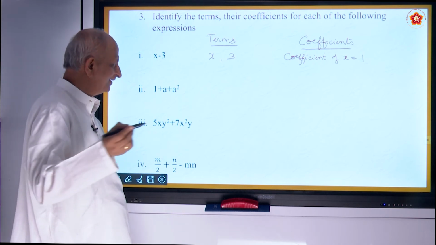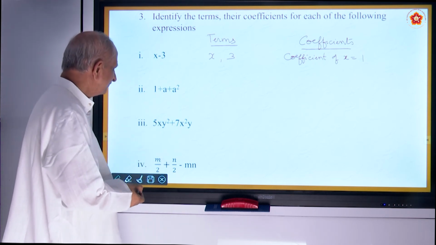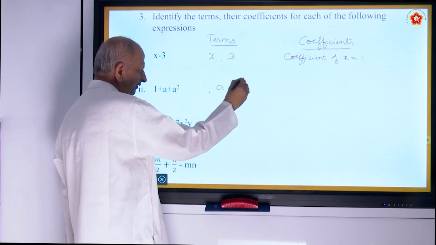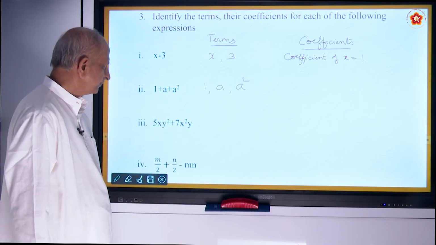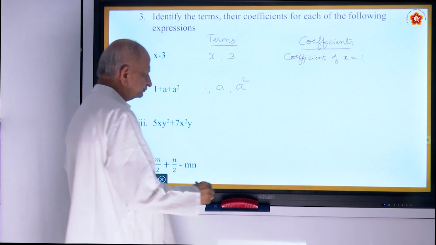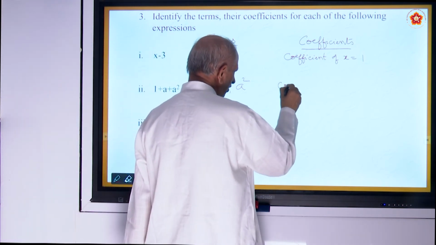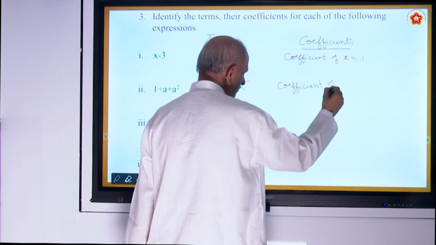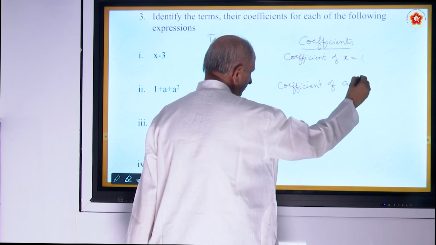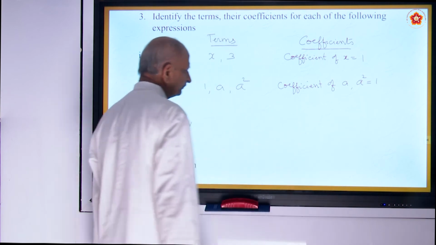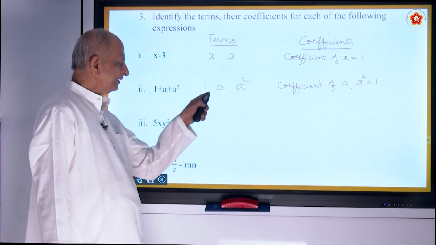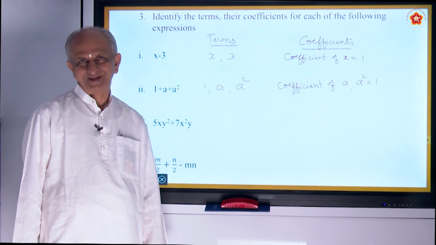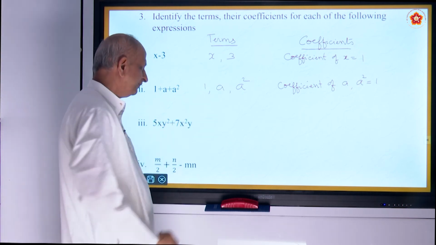And coefficient of 3 is 1 again. 3 ones are 3. X ones are x. So what are the terms here? 1 a square. What is the coefficient of a? Coefficient of a and a square are the same. A also 1, a squared also 1. The number 1 is multiplied to both of them. Can you write 0? No, you cannot. If you write 0, the whole thing will go off.